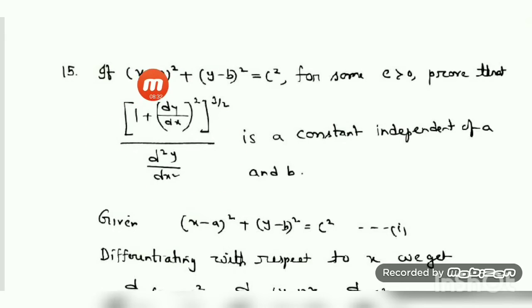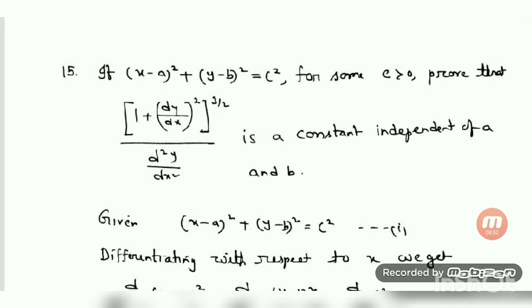You have to show that if this is the result given, then this is a constant, but the constant is independent of a and b. That means a and b not present in that constant. Okay, so write down your given things. Second derivative, up to second derivative we have to do. So (x minus a) whole square plus (y minus b) whole square equal to c square. I just mark it as 1 because I am going to use it here.